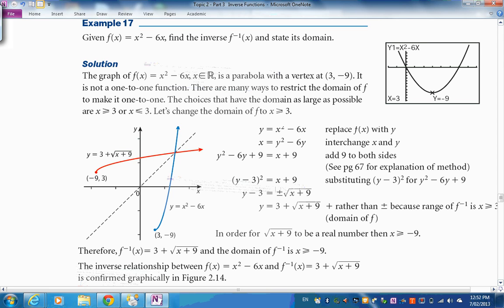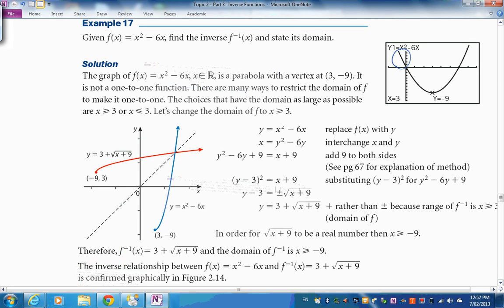X squared takes 6x, find the inverse and state its domain. Well, you can see here, with x squared takes 6x, you can't use this because when you invert it and make the inverse, you're not going to have a function, so we have to restrict the domain. You won't be asked to do this, they will do this for you.